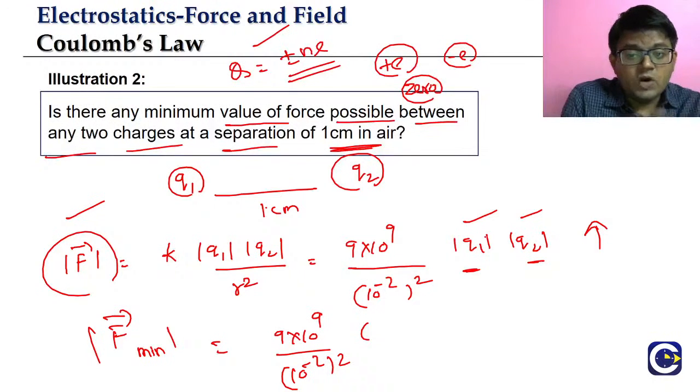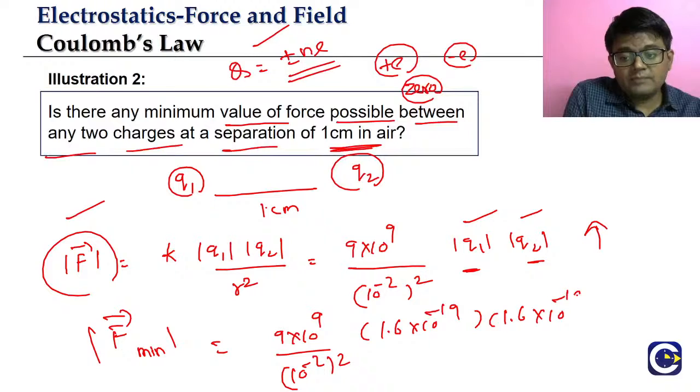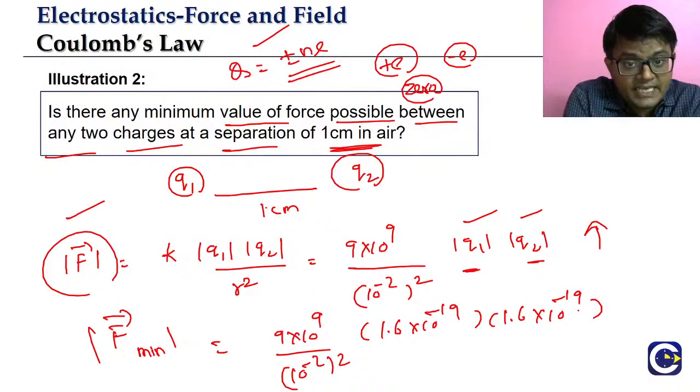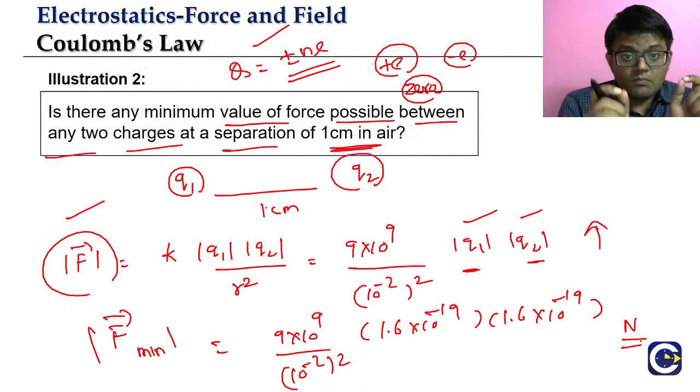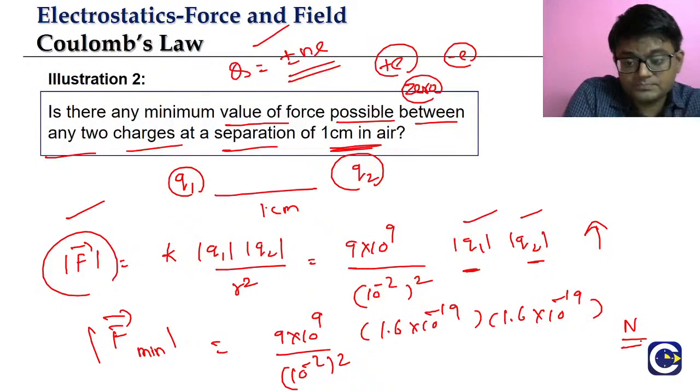So with the modulus, what you are going to get is just 1.6 into 10 power minus 19, because everything we are taking in SI units. So this final value of the force is going to come in which unit? Newtons. So this is the minimum possible force between any two charges which are at a separation of 1 centimeter.